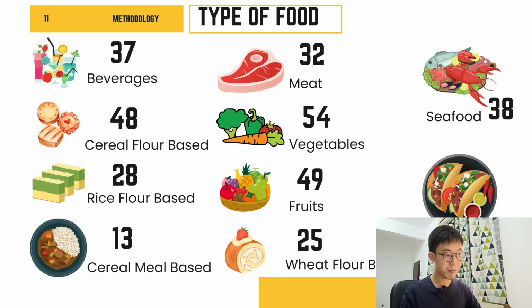Okay, so here are the 10 categories of food found in the Book of Nutrient Composition of Malaysian Food, with a total of 426 recipes. Okay, so we have 10 categories: beverages, cereal flour base, rice flour base, cereal meal base, meat, vegetables, fruits, wheat flour base, seafood, and miscellaneous recipes.